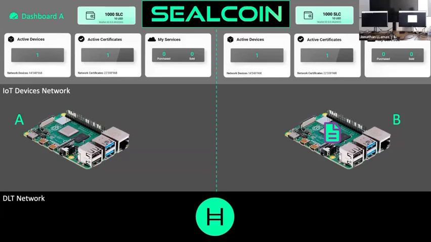The proof of concept that we put together is to enable two devices, A and B, to transact together. What we want to achieve is that A is interested to purchase the data from B. They are equipped with certificates, the device is registered, and they each have a wallet with SEALCOIN in it. That's the beginning of it.